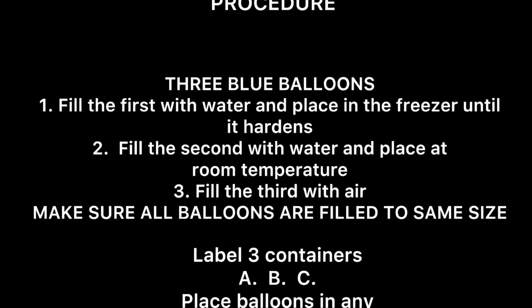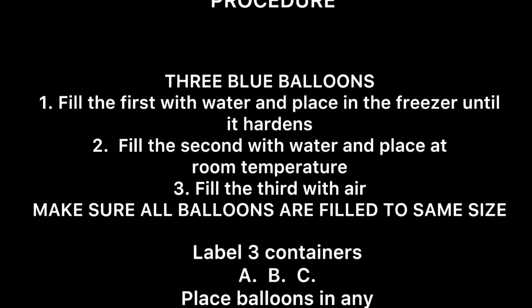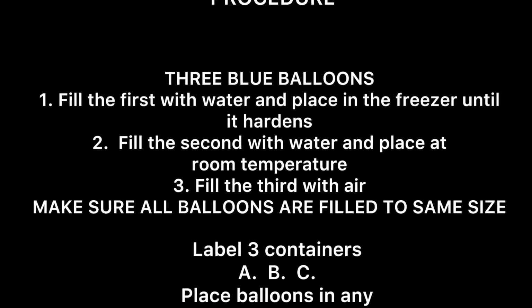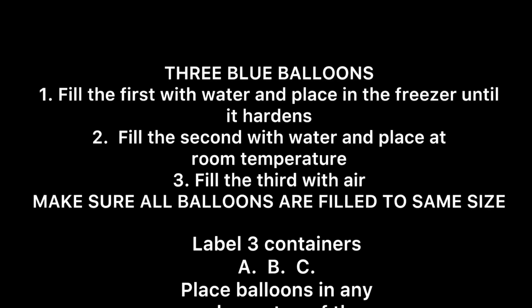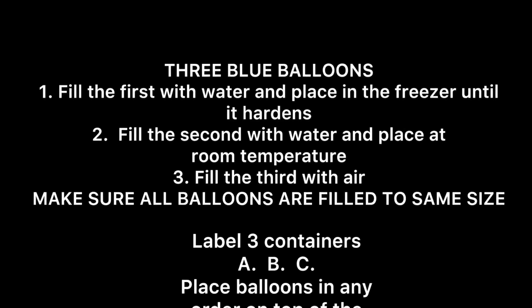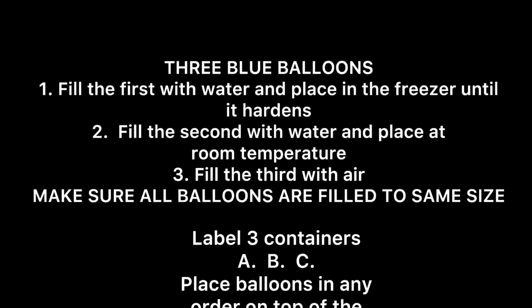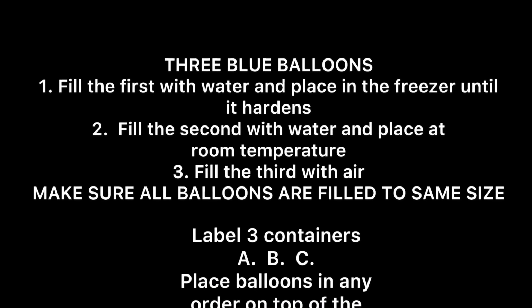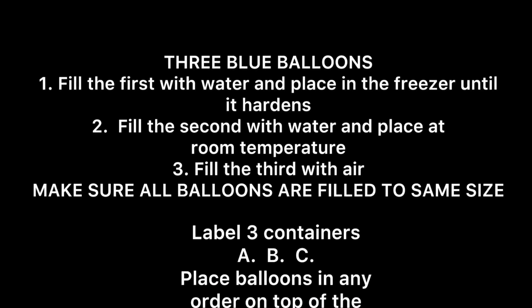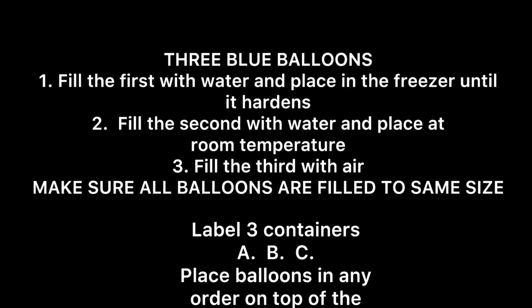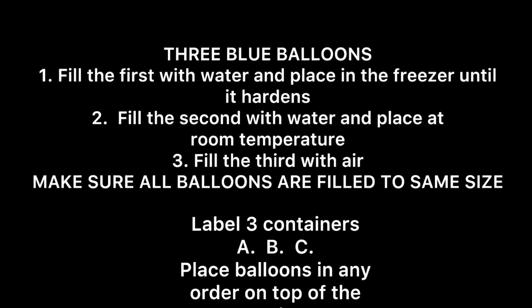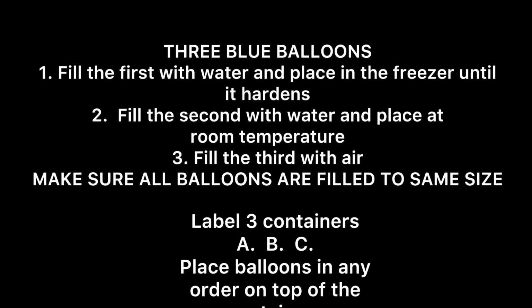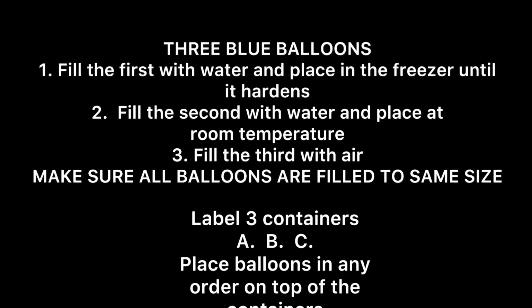This is a good part for an adult in the house to help you with. Then you will also need 3 containers or 3 cups. You will have to label the 3 cups, cup A, cup B, and cup C. Then you can place the balloons in any order on top of cup A, cup B, and cup C. Again, you will need the help of an adult for this preparation for the lab.